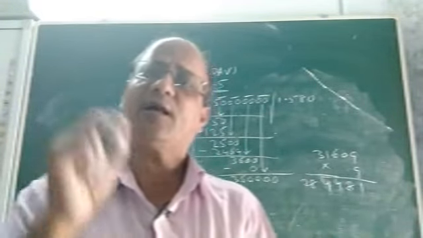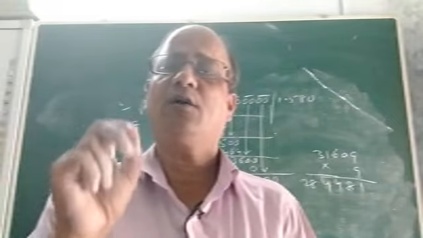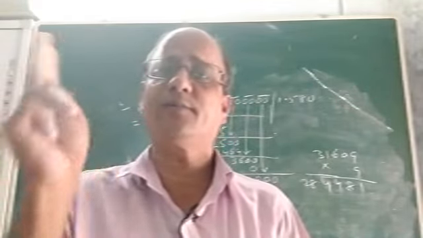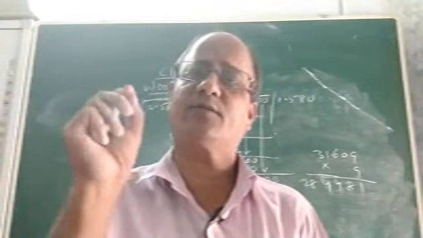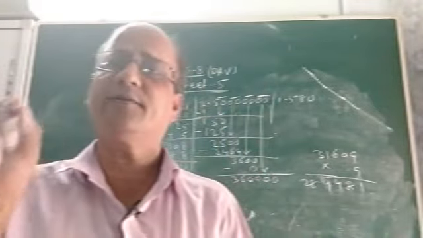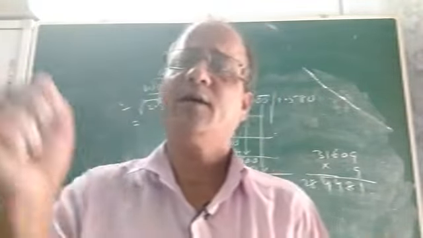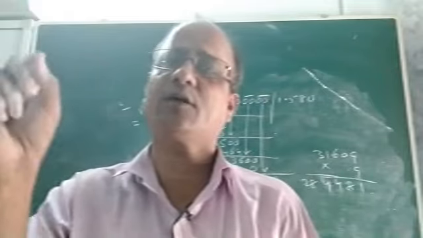Children, in the class we have discussed how to find the square root correct up to 2 decimal places, 3 decimal places, what is the process, what is the principle. I have discussed everything in detail and I hope you must have remembered. Let us apply our understanding to some of the problems.